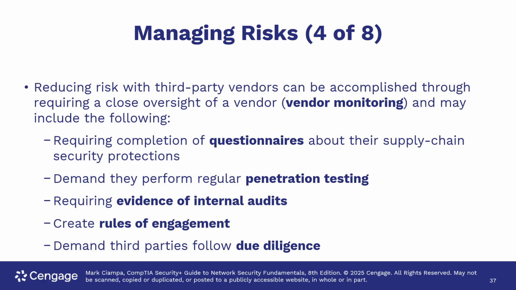Reducing risk with third-party vendors can be accomplished through requiring close oversight of a vendor, monitoring, and may include the following: requiring completion of questionnaires about their supply chain security protections, maybe demanding that they perform regular penetration testing, requiring evidence of internal audits, creating rules of engagement, and demanding third parties follow due diligence. Okay?